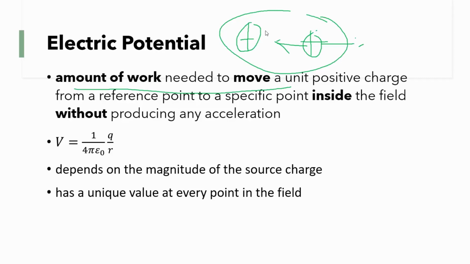Kasi, diba, may electric force na nagre-repel sa kanilang dalawa. And, paano mo mamove yun kung wala kang work? So, yun. Memorize nyo lang yung definition. And, that's it. Yung formula niya is kQ over r. So, nakadepende lang to sa source charge and sa distance from the test charge to the source charge. Meron siyang unique value at every point in the field kasi nagbabago-bago yung value ng r. Yun lang naman mga conceptual na tanong regarding electric potential.